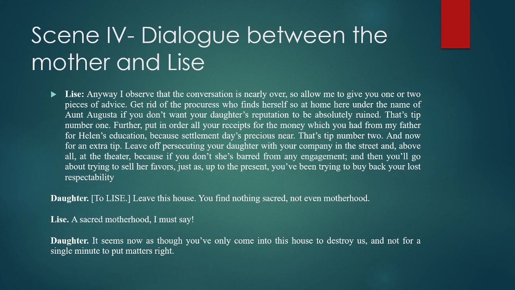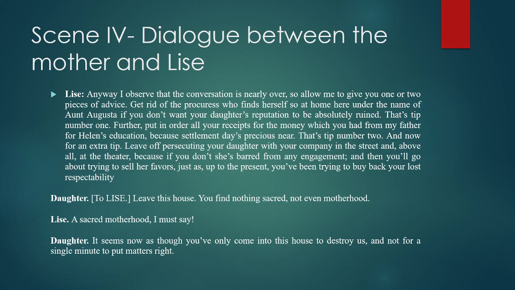Now in the fourth scene we find that the mother enters the house, and here we have a very important dialogue between Lise, the daughter and the mother. After the mother enters the house, Lise tells her that it's time to finish that matter. She says that you should keep yourself away from this Helen because you are spoiling her career. And she says that you should now give us the receipt of that money you spent on Helen's education, that money which is given by my father.